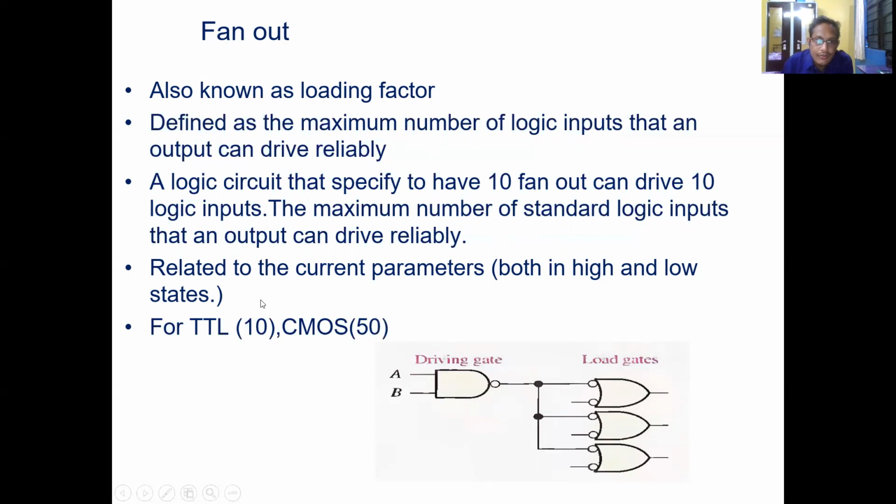So for TTL, your fan out is equal to 10, while for CMOS, the fan out is equal to 50. Now we will compare standard TTL and standard CMOS. Whenever we consider standard TTL, I will call it only 7400, and whenever I say standard CMOS, I mean the 4000 series. As I said earlier, the standard TTL series is always represented by the 74 series, while the standard CMOS series always starts from the 40 series. So standard TTL means 7400; I'm not going to use any sub logic families.